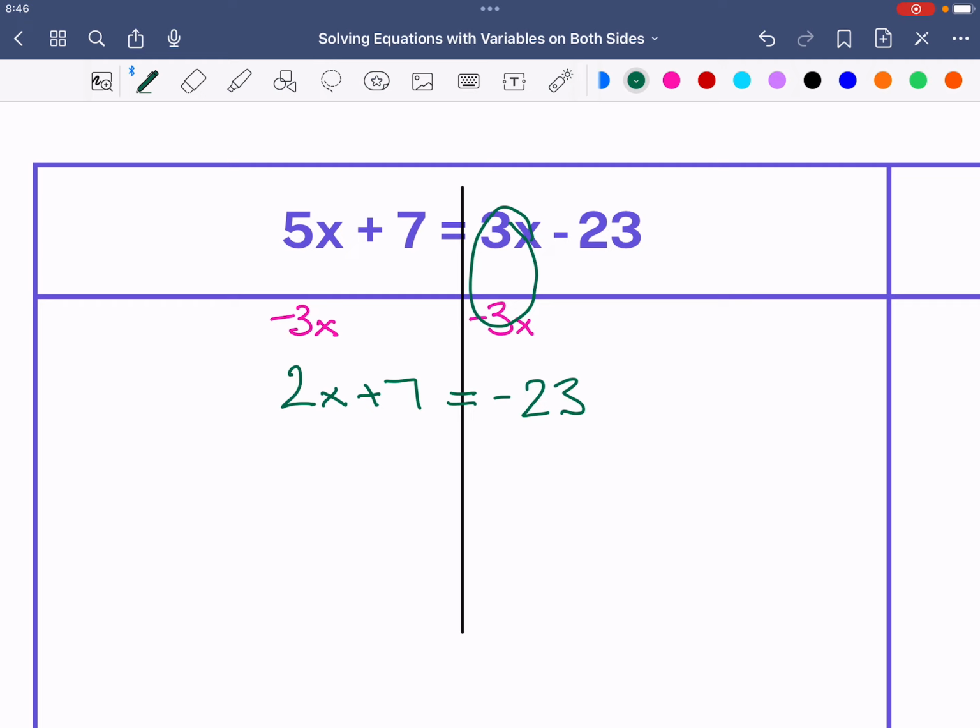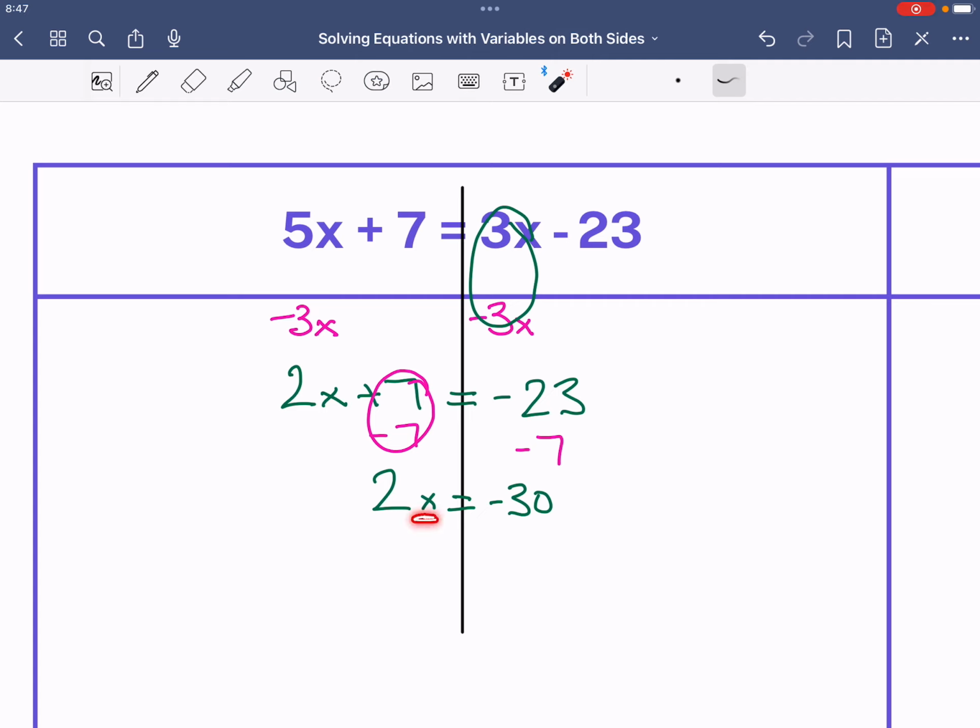So the third and final step is solve for x. This is now a two-step equation, which you would have done before moving on to equations with variables on both sides. So we're going to start by getting rid of what is added or subtracted onto our variable. So there's a plus 7. Opposite of plus 7 is minus 7. Anything we do to one side, do to the other. 7 minus 7 is 0. So I'm going to bring down that 2x equals negative 23 minus 7 is negative 30.